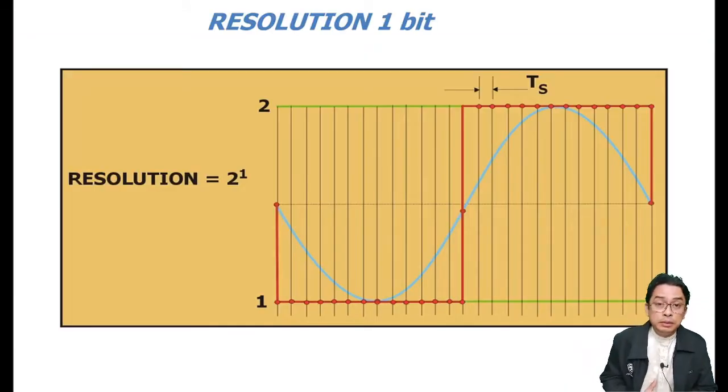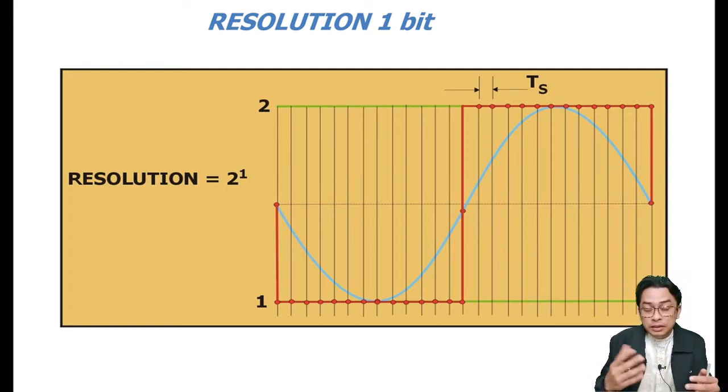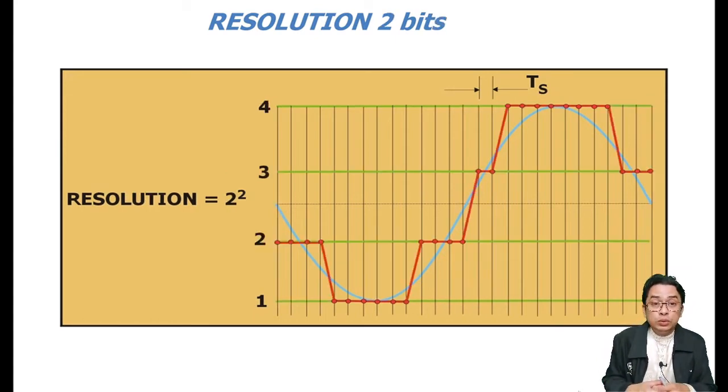This is the representation of what I said just now. For a resolution of 2, it only has 2 stages. So the signal cannot be represented in a good shape, although we have quite good sampling. See the Ts over there, it is quite small. But if the amplitude resolution is rough, only 2, it cannot give a smooth representation of the signal. Let's say we increase to 2 bits, so 2 to the power of 2 is 4, so we have 4 stages or 4 grids of the signal.